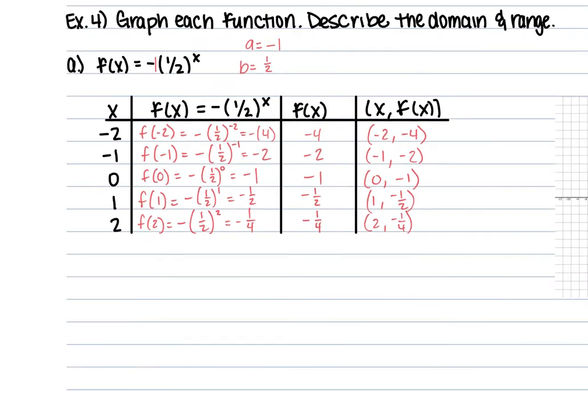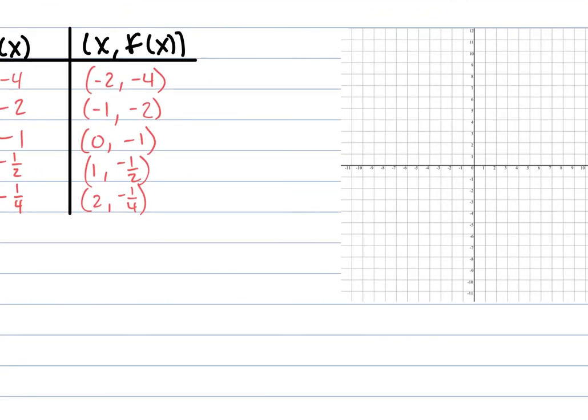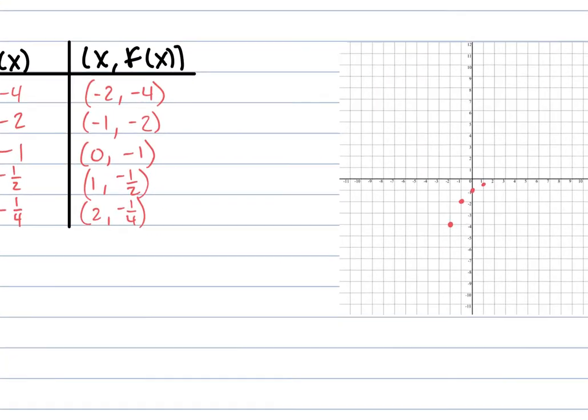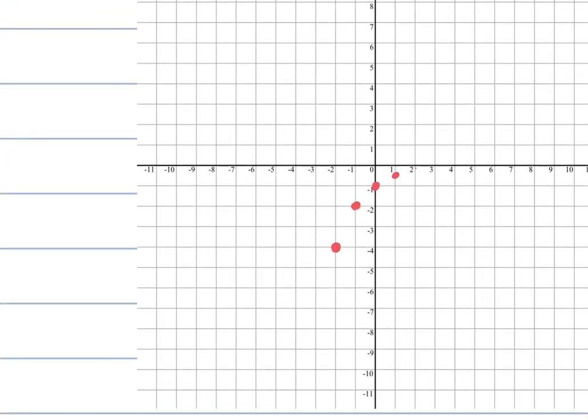All right. (-2, -4) is going to be right here. (-1, -2) is going to be right here. (0, -1) is going to be right here. (1, -1/2) will be between 0 and -1. And then (2, -1/4) goes up here. So our curve looks something like this.